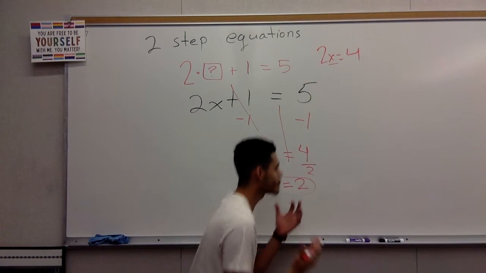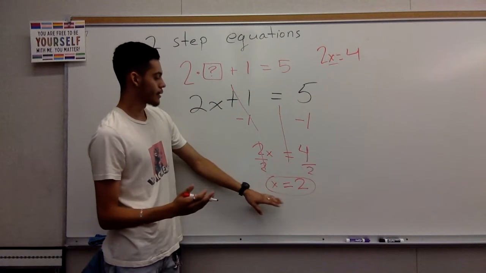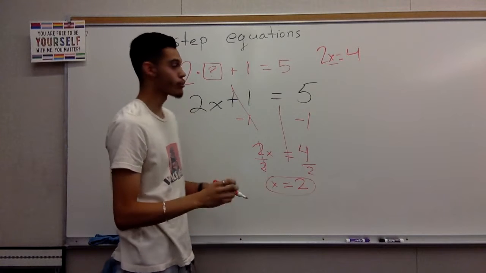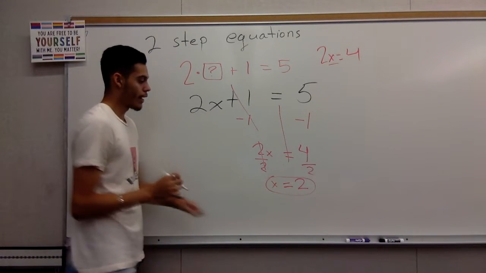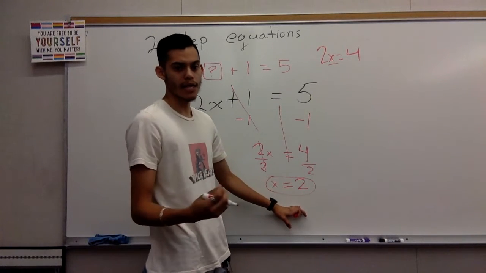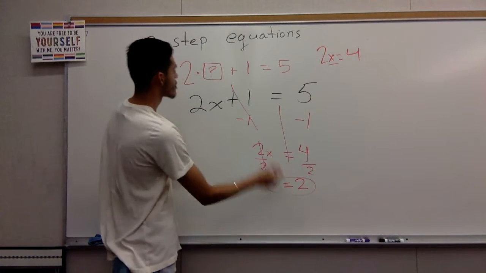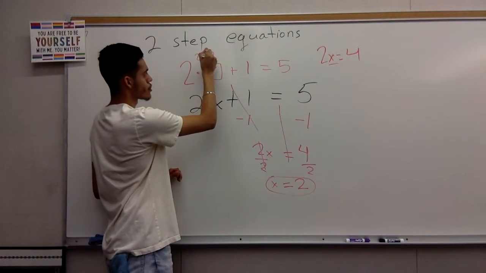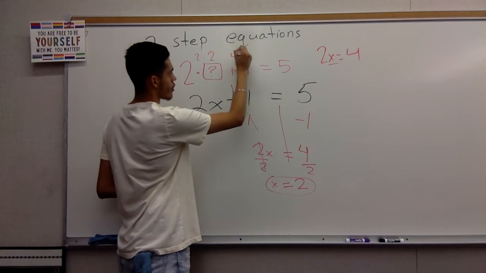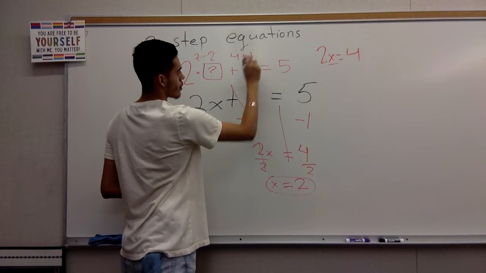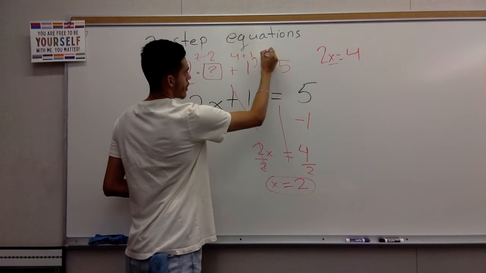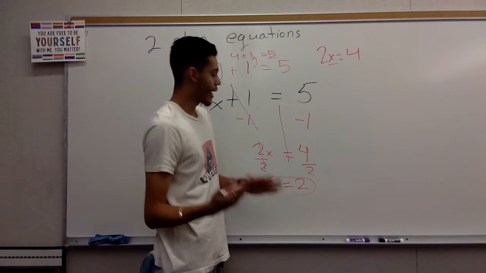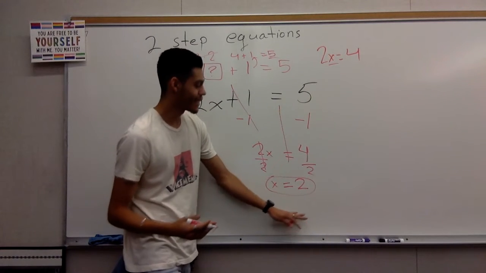What you're trying to find is what x you can put into the box to make this equation true. If you get an x and you're not sure whether you're right or not, you can always plug it back into the box. So you have 2 times 2 equals 4, plus 1. Bring the 1 up, and then 4 plus 1 equals 5. 5 is on the other side. We know that the answer is correct, and the correct answer is x equals 2.